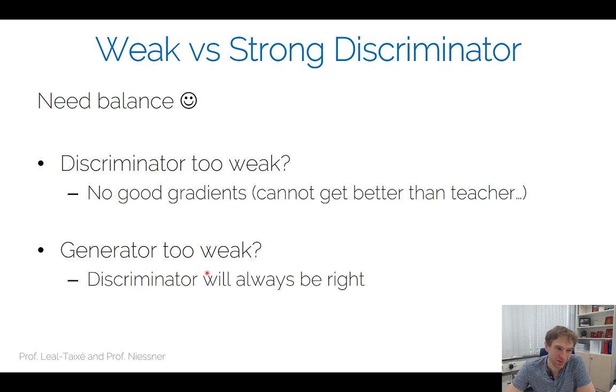My discriminator will always be right. If my discriminator is always right, that's also a problem, because then the teacher is going to tell you, you're wrong, you're wrong, you're wrong, and now you're even more wrong, but it doesn't tell you a good gradient how to get there. In practice, you need good balance.